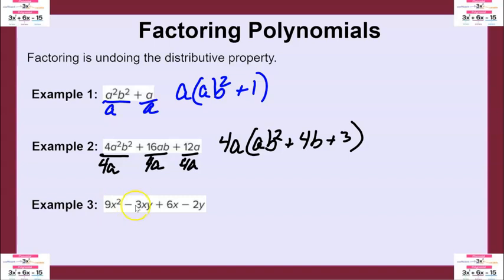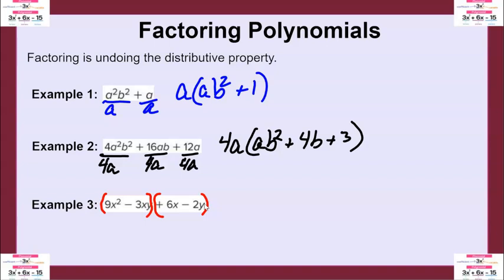Example 3, I have 4 terms here. I could check to see if there's a greatest common factor, but there isn't any greatest common factor all 4 terms have in common. So when I have 4 terms of a polynomial that I need to factor, I would be using factor by grouping. And factor by grouping means I'm going to take groups, so divide it into 2 groups of 2 terms, so 2 binomials. You could rearrange them if you want to.